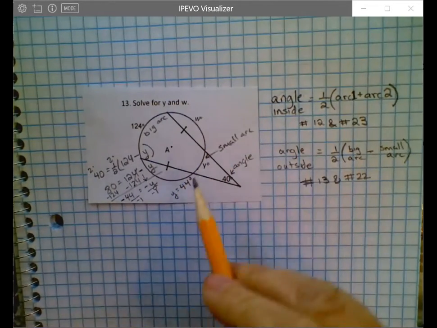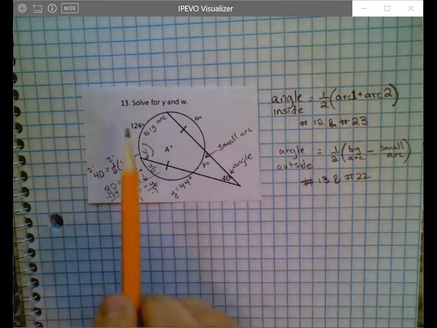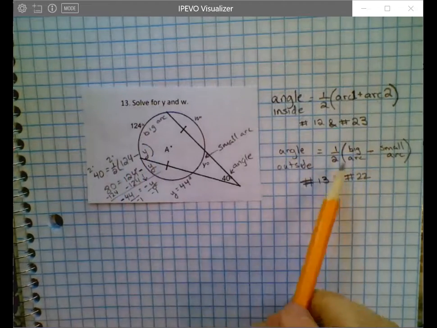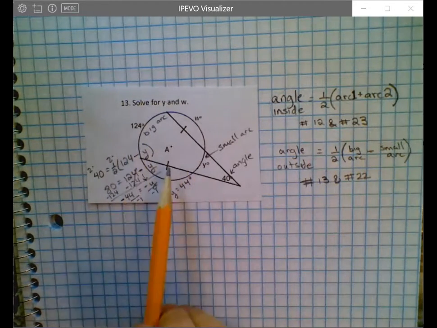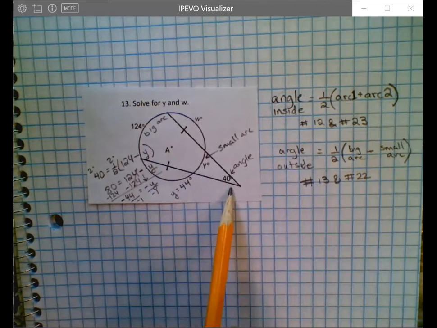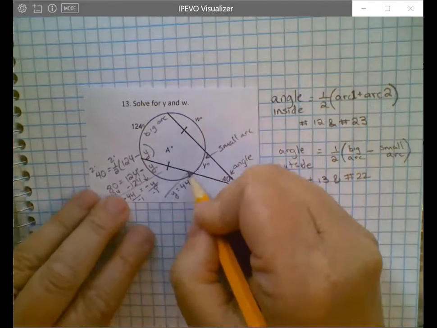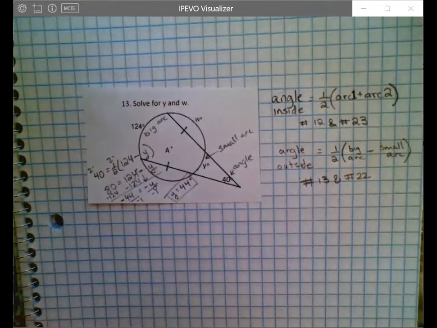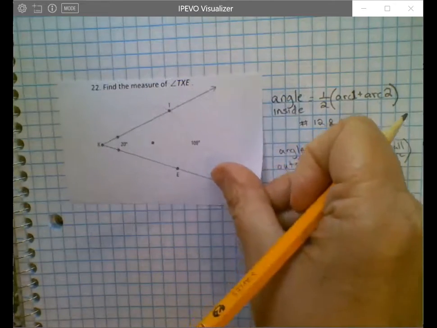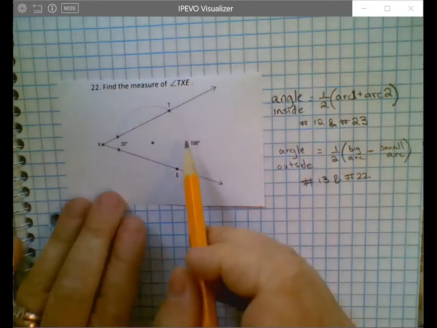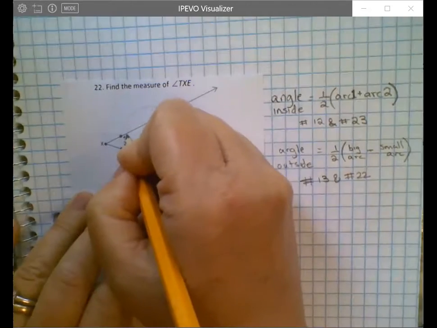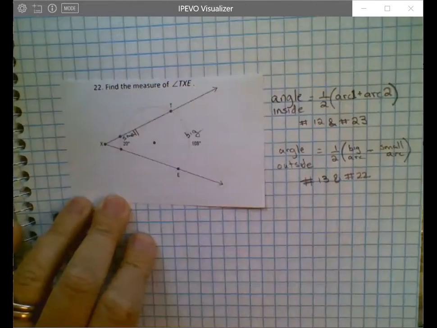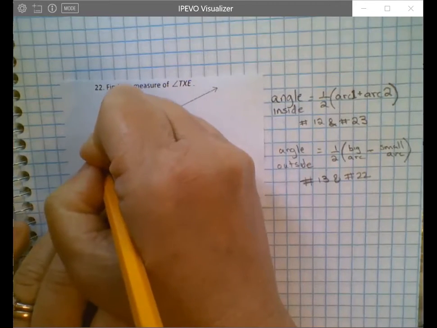And of course, you can always double check it. If y is 44, plugging back into the formula, 124 minus 44 gives me 80. And I take half of that to get the angle, which is 40, which works. All right. And last problem like this is number 22. This time we have the two arcs. We have the big arc is 108. The small arc is 20. And we're looking to get the angle.